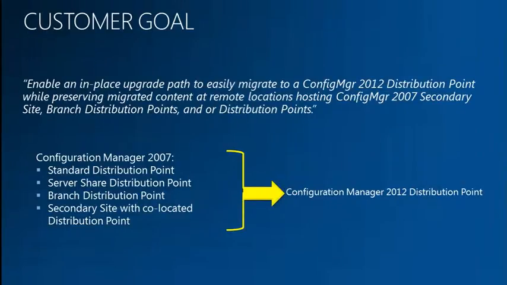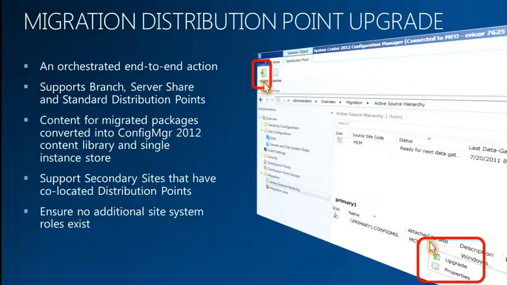We'll get you to a 2012 distribution point. And so what we have built into the console is an orchestrated end-to-end action where all you have to do is create a migration distribution point upgrade job. So very similar to what I demonstrated before. If you create a migration job to migrate an object, we're just doing that for a distribution point at this period of time. So this supports branch, server share, standard DPs.